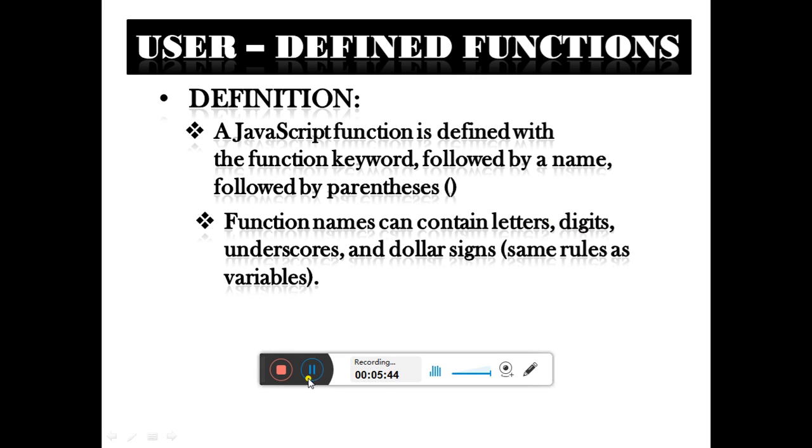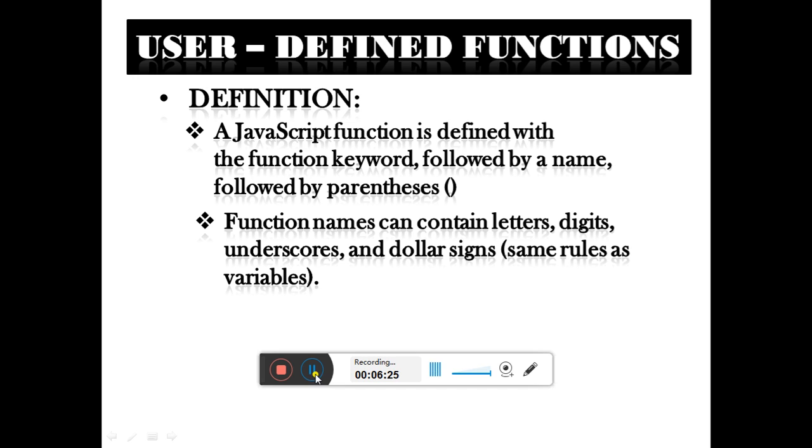And how do we define this function? A JavaScript function is defined with the function keyword. We can define what action we want to do. To define it, we first define the function with the function keyword, which is a keyword used to define the function, followed by the name of the function and then opening and closing parentheses. This is compulsory. This is the syntax of a user-defined function.